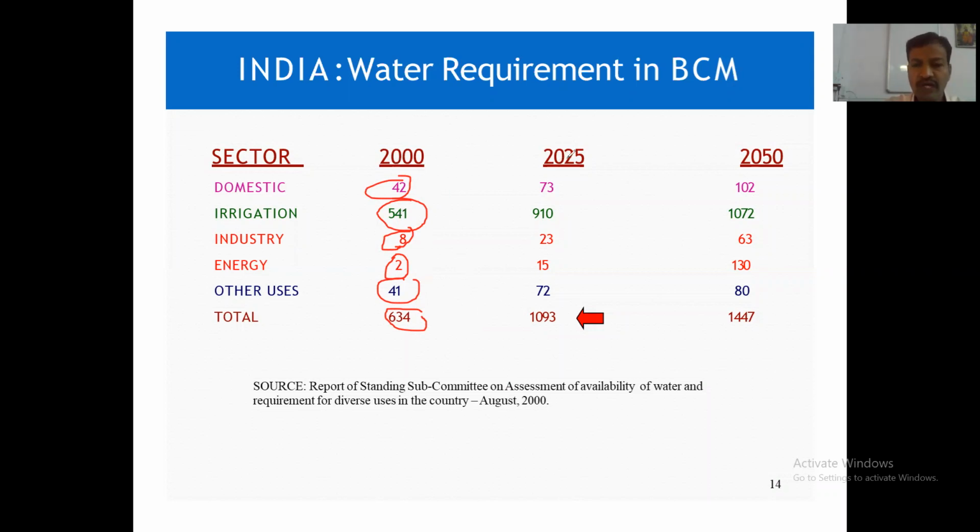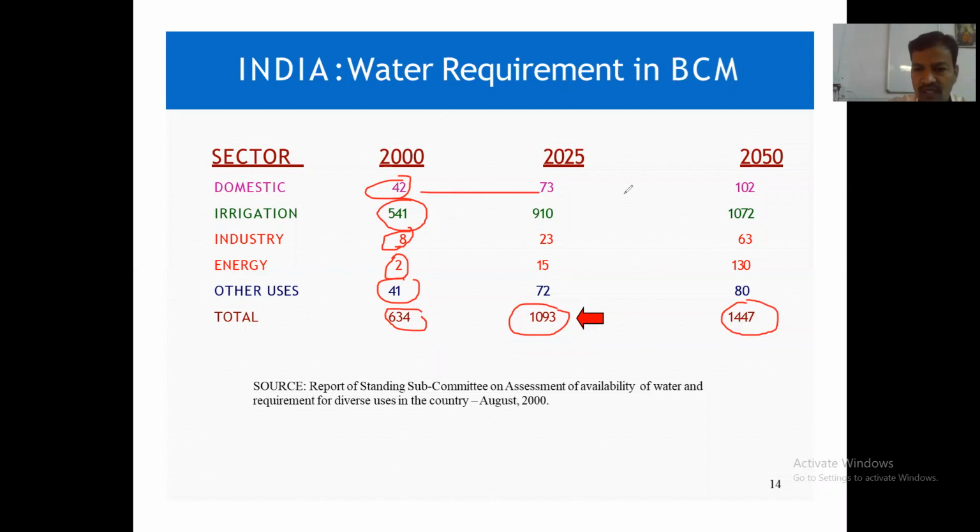So up to 2025, what is the requirement? It is more than this 634 billion cubic meter, it is 1093 billion cubic meter. This water requirement is increasing. Again, up to 2050, it will be more. It is about 1447 billion cubic meter.